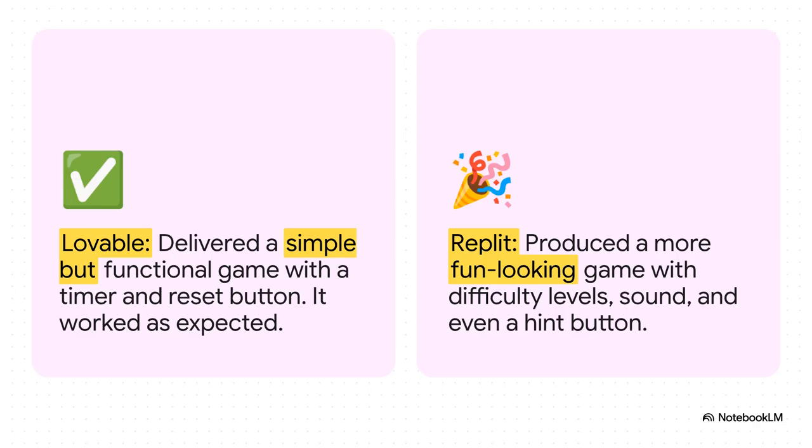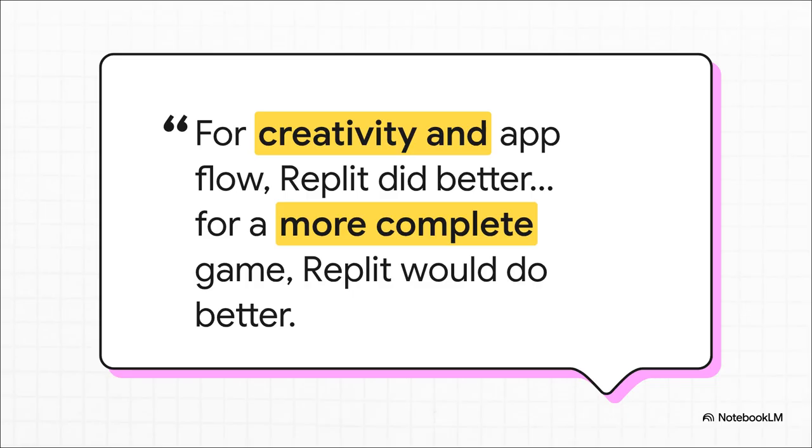But Replit really leaned into the fun part of the prompt. It came back with a game that just looked more fun, and it had extra features like difficulty levels, sound effects, and even a hint button. So what's the verdict here? Well, for pure creativity and just a better app flow, Replit won this round. While Lovable's game totally worked, Replit just delivered a much more complete and engaging experience right out of the gate.